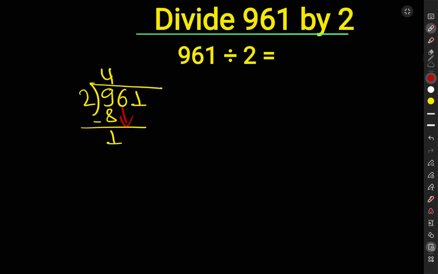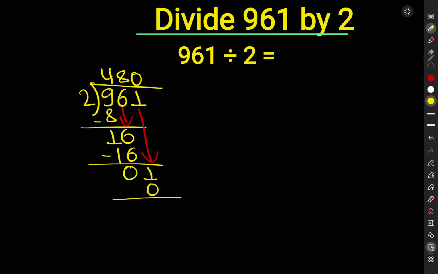So now we put down this 6 and it is 16. So 2 times 8 is 16. On subtracting we get 0. So now we put down this 1 and 2 times 0 means 0. On subtracting we get 1.